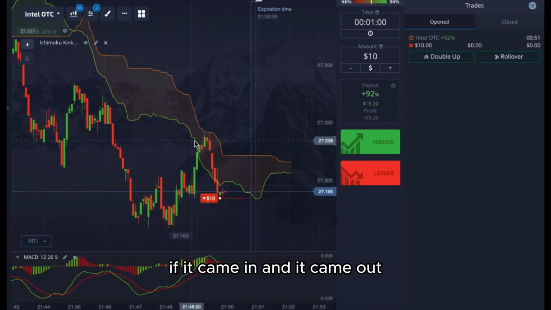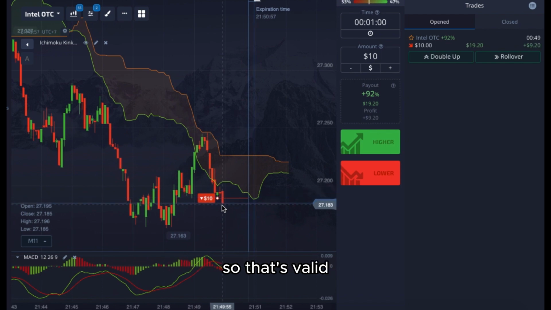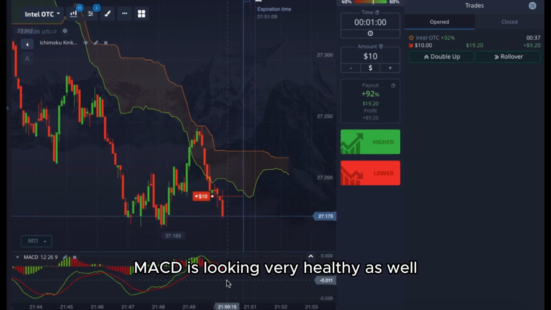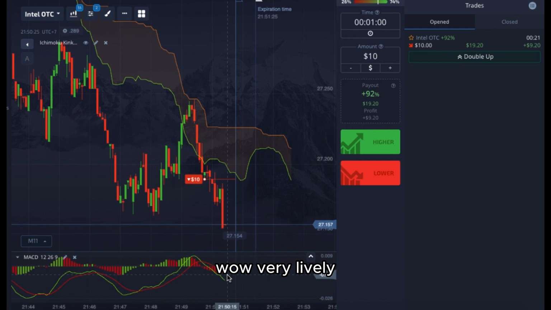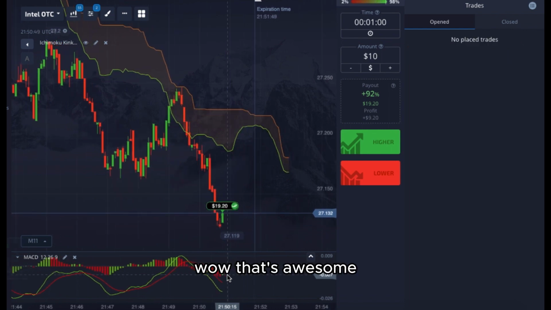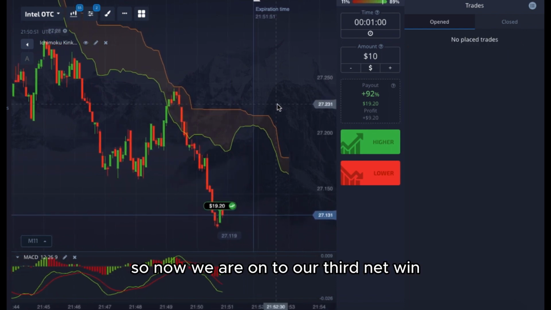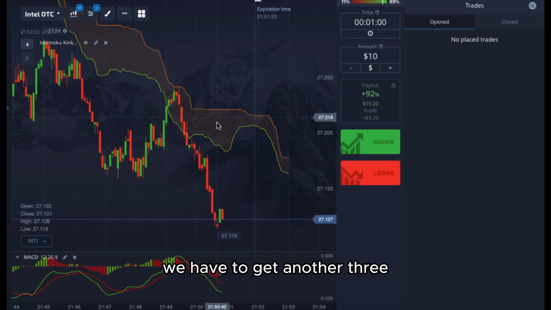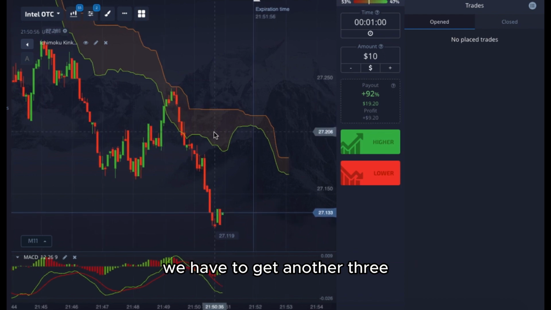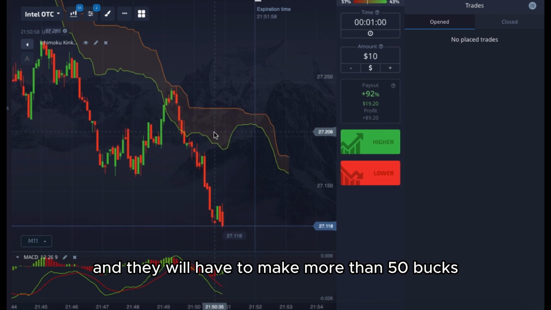So the rule again, if it came in and it came out, that's valid. MACD is looking very healthy as well, as you can see. Wow, very lively. Wow, that's awesome. So now we are on to our third net win. We have to get another 3, and then we'll have made more than $50.